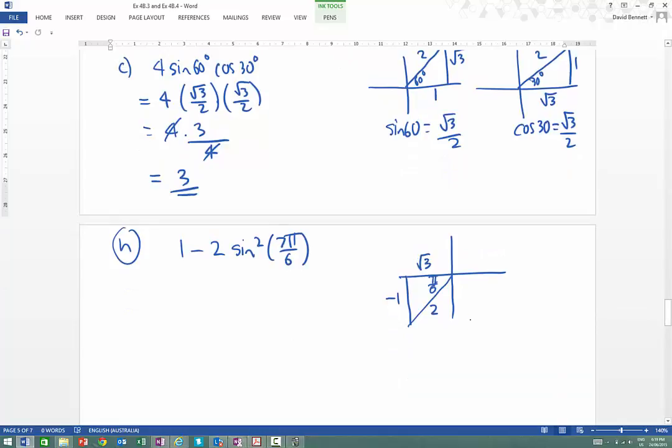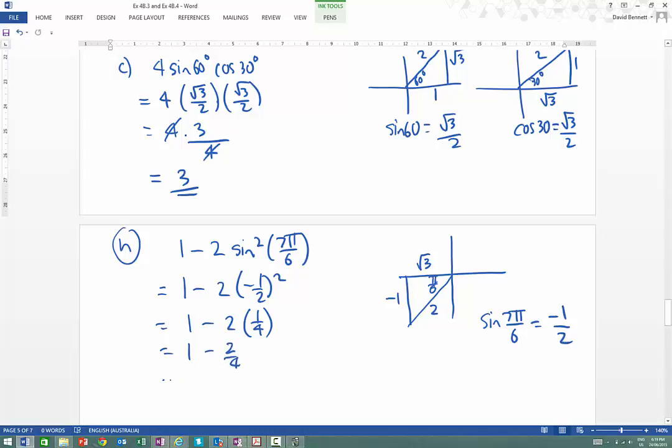Now, I need to work out sine, so we know that sine of 7 pi on 6 is equal to the opposite side, -1 over the hypotenuse 2. So that's going to be equal to 1 take 2 lots of -1/2 squared. Now -1/2 squared is going to give me a quarter, isn't it? -1/2 times -1/2 is a quarter. So therefore that's going to be 1 take 2 on 4, so that's going to be a half. So 1 take a half is going to be simply a half. That's what that works out to be.